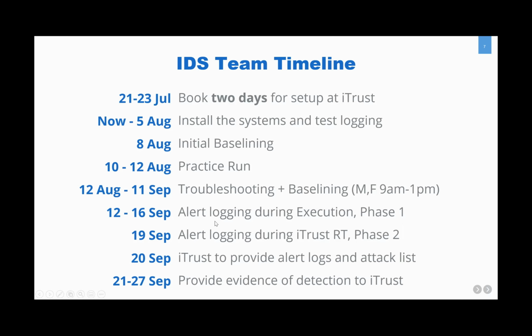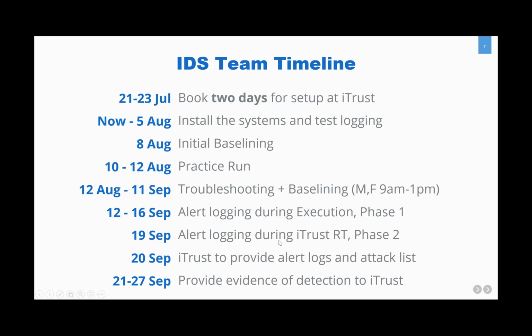And all the IDS systems will work on their own in an automatic manner. And all the alert logging will be happening without your manual intervention during these 4 days of the exercise. So alert logging during the phase 1 of the exercise will happen during 12th to 16th September. On 19th of September, we'll do another alert logging exercise during the iTrust Red Team performance, which is a scheduled set of attacks, and we'll go into more detail later. So this will be a much more involved alert logging, which will have a specific format and everything.